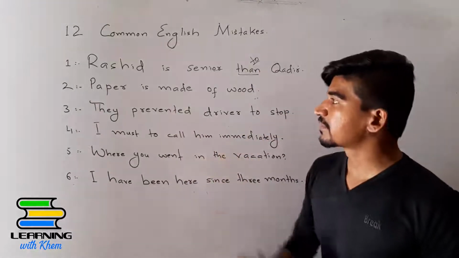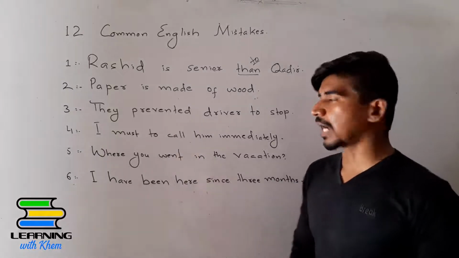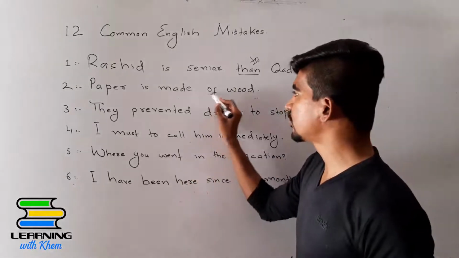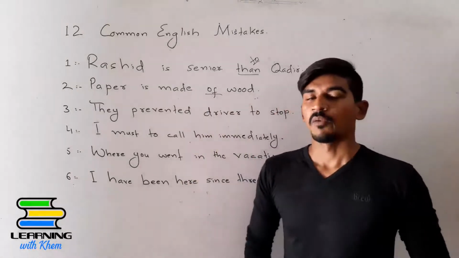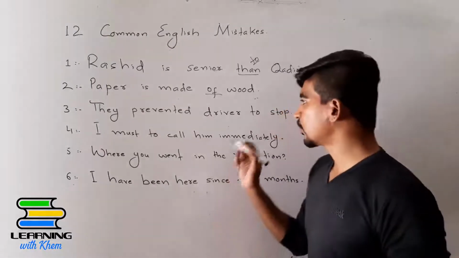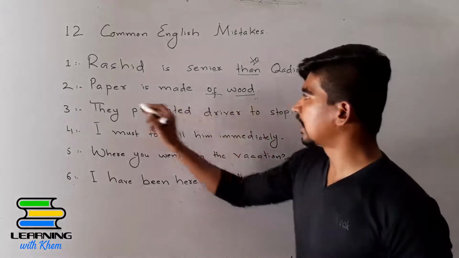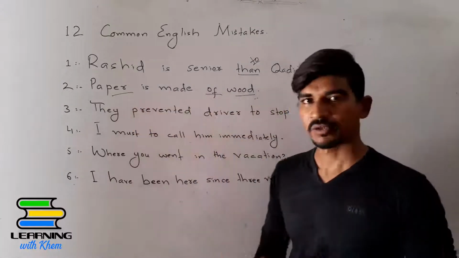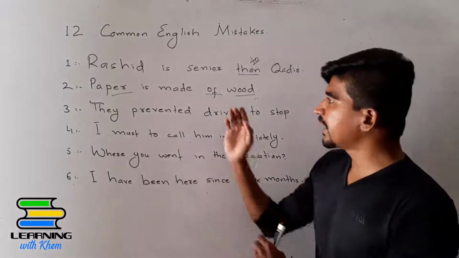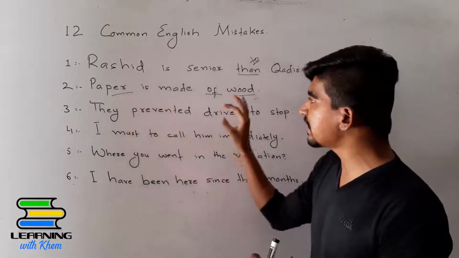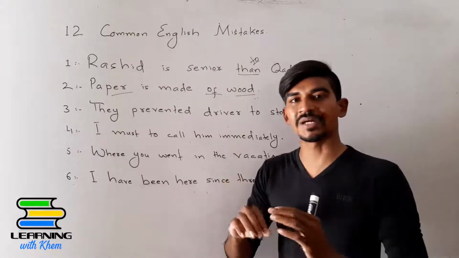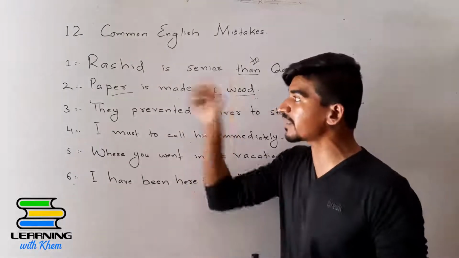Moving to the second sentence: paper is made of wood. The mistake is here in the preposition of. Whenever you are making something out of another thing, okay? Suppose you are making paper out of wood. But in this sentence, you will see that in order to make paper, we have to completely change the whole picture of wood. You know, wood has to be reshaped or remade in order to convert it into paper.